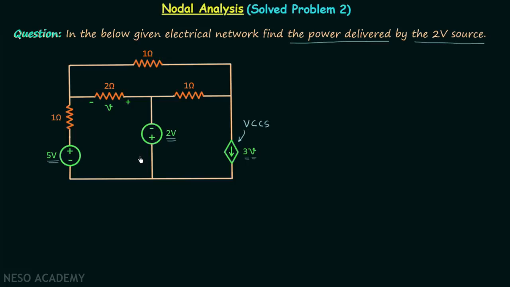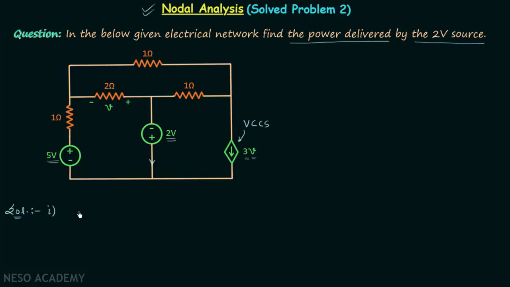And according to the question, we are required to calculate the power delivered by this source, and if we can calculate the current in this branch, then after multiplying the current by 2 volts we will have the power delivered by this particular source. So our main aim is to calculate the current in this branch, and for that we will use nodal analysis. So let's move on to the solution of this problem, and we will use nodal analysis to find the current in this branch.